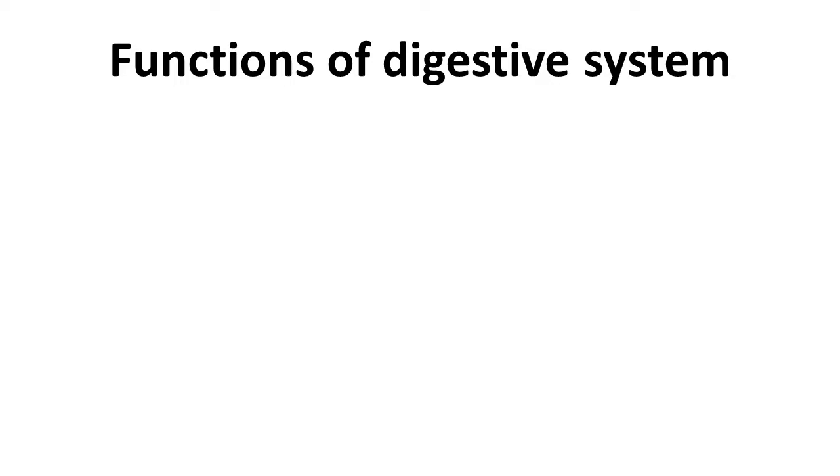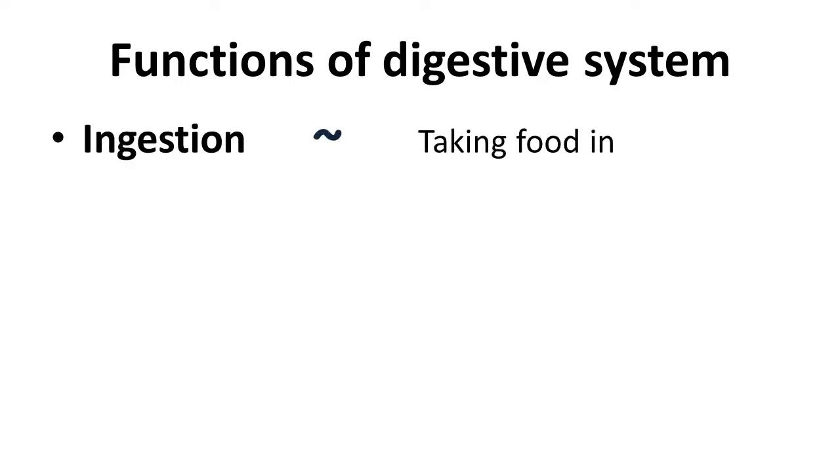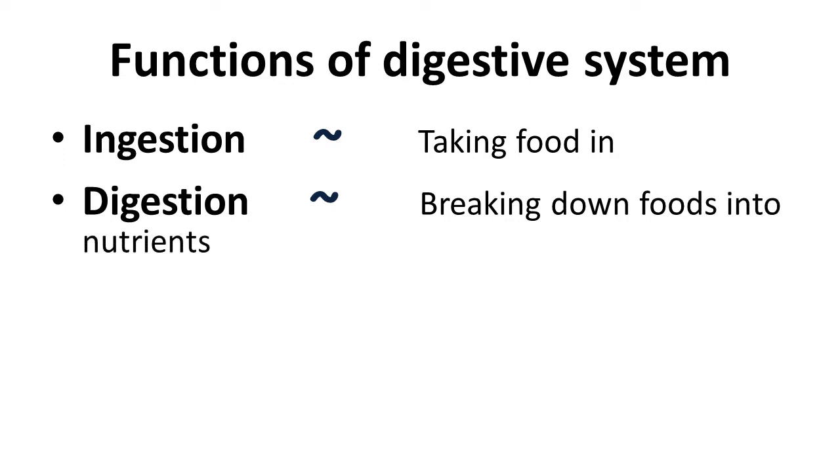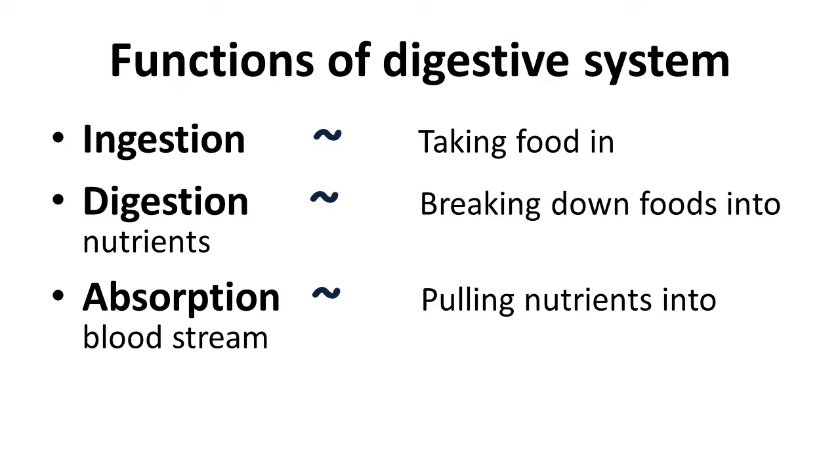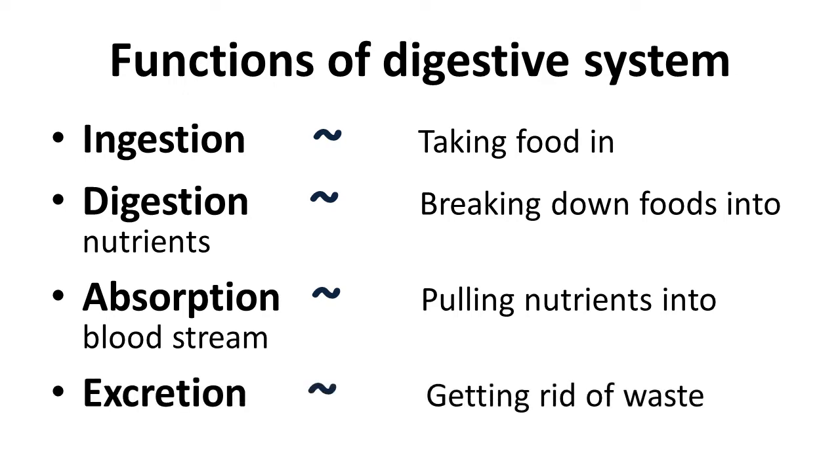The functions of the digestive system are ingestion, which means taking food in, digestion, which means breaking down foods into nutrients, absorption, pulling nutrients into the bloodstream, and excretion, getting rid of waste.